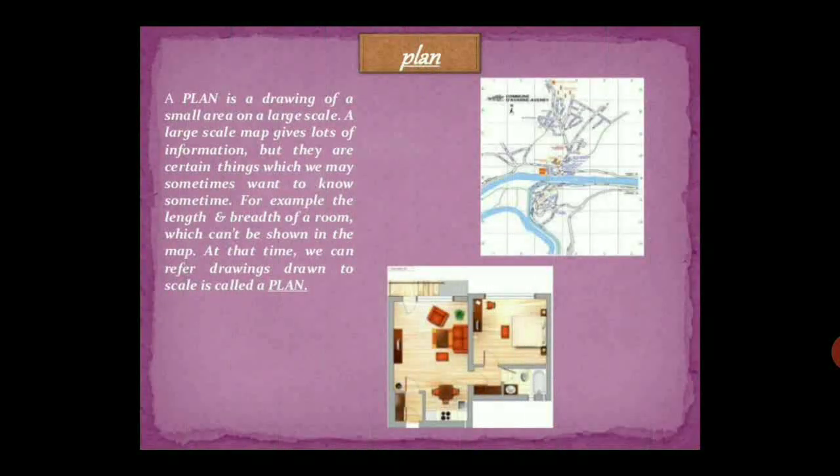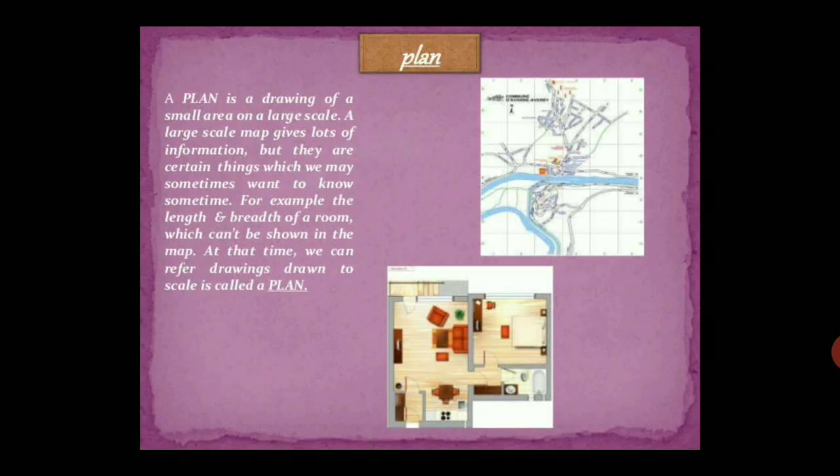Plan. A plan is a drawing of a small area on a large scale. A large scale map gives lots of information, but there are certain things which we may sometimes want to know, for example, the length and breadth of a room, which can't be shown in the map. At that time we can refer to drawings drawn to scale, called a plan. So with the help of a plan we can understand the exact height, width, length, and breadth of a particular room or a place, children. So with this we have completed our topic Maps part 1.